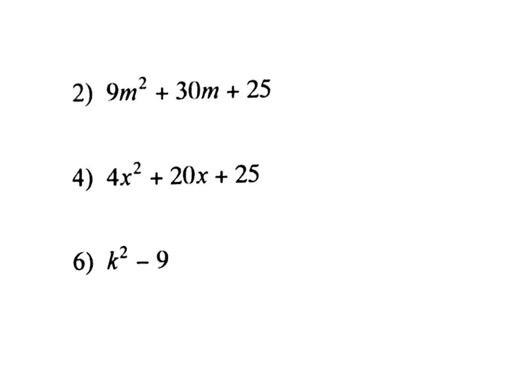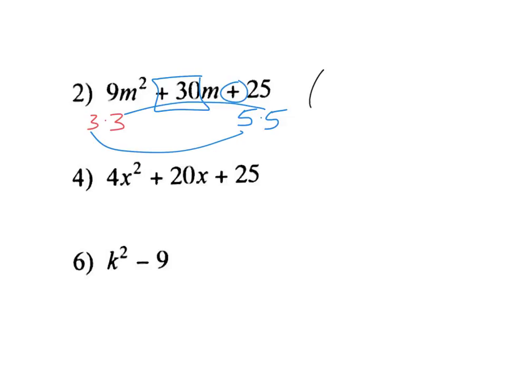All right, so let's try this one. Is 9 a square? Yes, 3 times 3. Is 25 a square? Yes, 5 times 5. Again, that's a positive. What's 3 and 5? 15. What's 3 and 5? 15. What's 15 and 15? 30. So I know it is 3m and 5. Then I have to look at my sign, which is a plus right there. And we're done. Let's go to number 4.